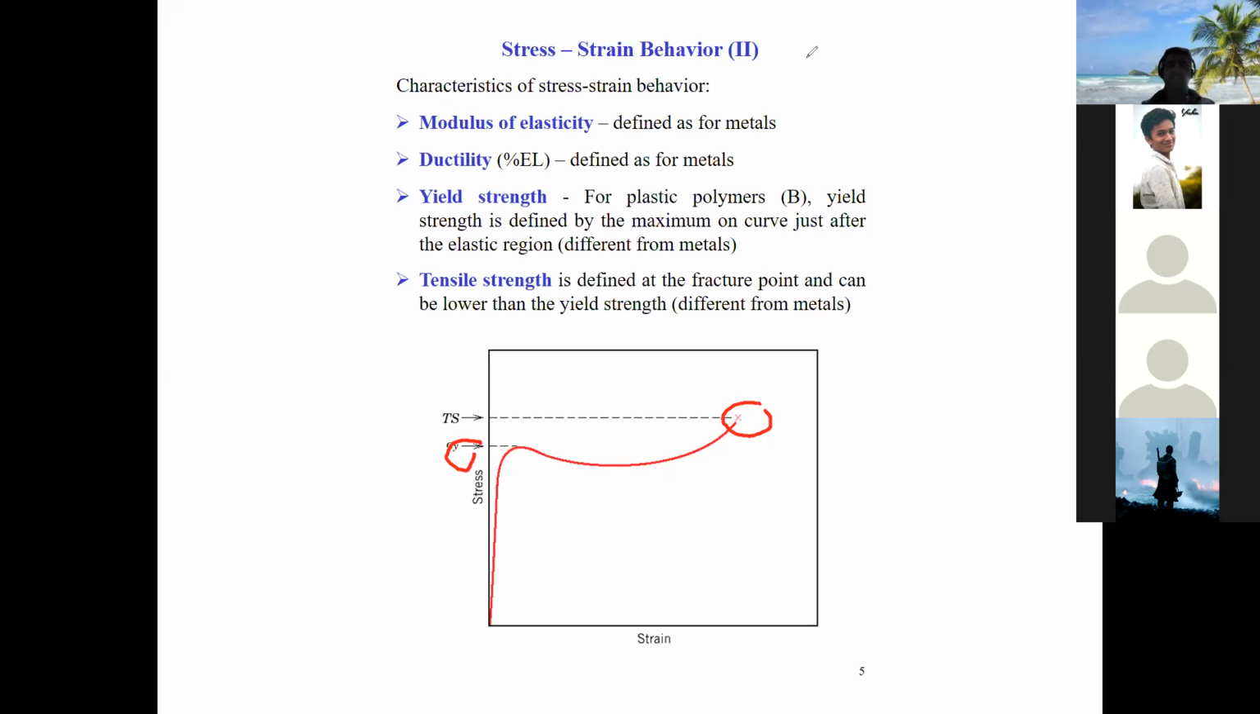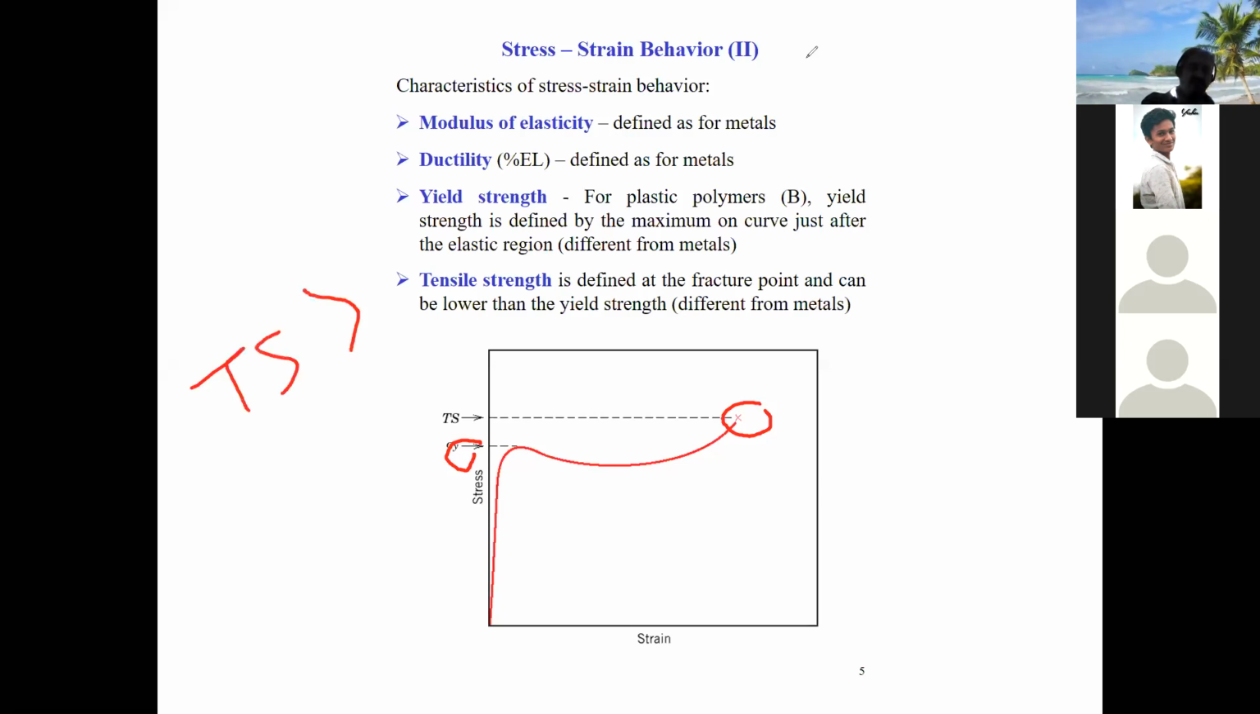Yield strength is just where your elastic behavior stops, and tensile strength indicates that above it, the material gets fractured or fails. Please keep it in your mind. Yield strength and tensile strength are two important properties. If you take some polymers, your tensile strength is much greater than your yield strength, for certain materials.